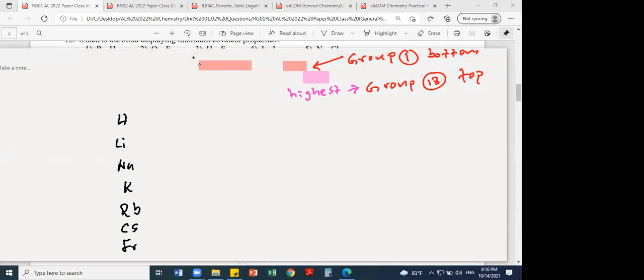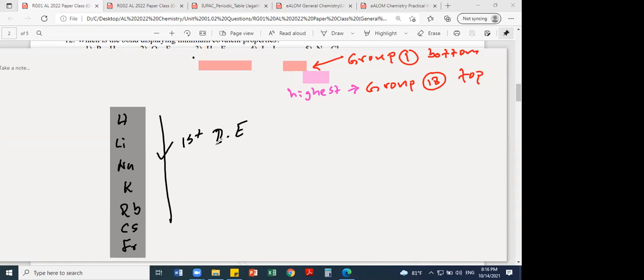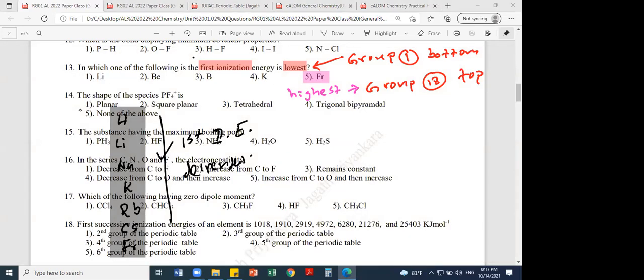Anyway, you are given the periodic table and you don't need to worry. Down the group, first ionization energy decreases. Any group, down the group, first ionization energy decreases. So the answer will be fifth answer. Only Dulshan, Chamika and Ransiluni gave the correct answer. Right. So I'll erase the screen. Question number 14.